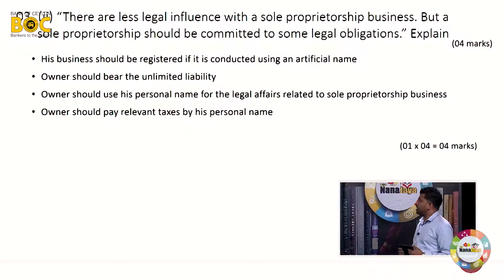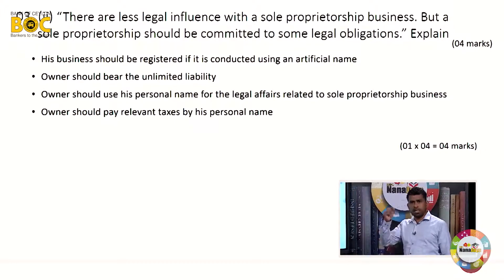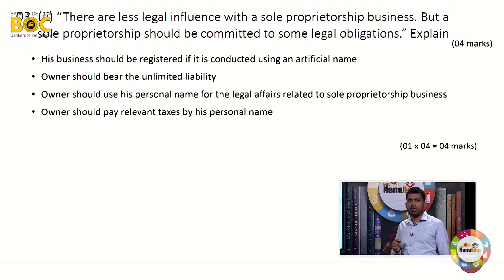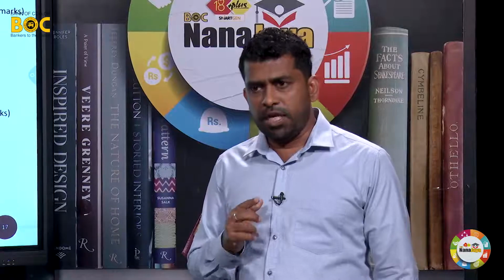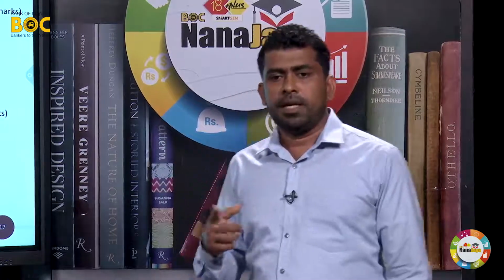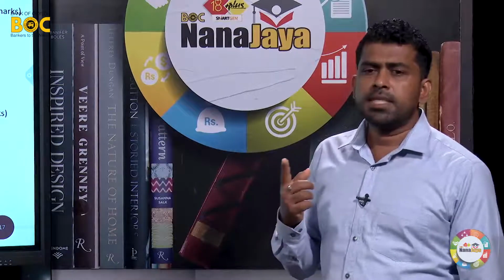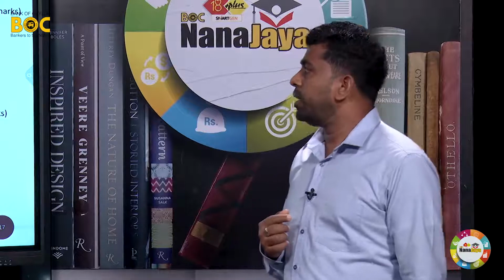First one, the business should be registered if it is conducted using an artificial name. Registration is not compulsory, but it should be registered if it is conducted with an artificial name. It's a legal requirement. It is declared in Business Names Ordinance number 6 of 1918. The owner should bear unlimited liability.